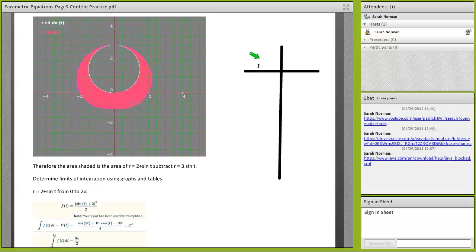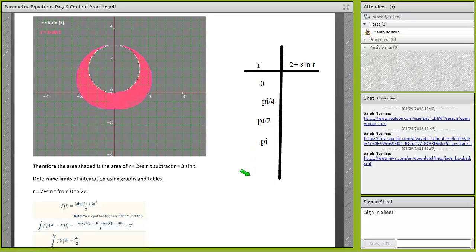If this is r, and we plug in 2 plus sine of t, and we start with 0, and then you might go to pi over 4, then pi over 2, then pi, and so forth. And if you couldn't really see a good pattern there, you might want to split it up further into smaller increments.